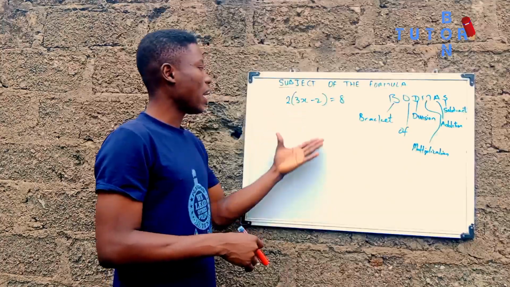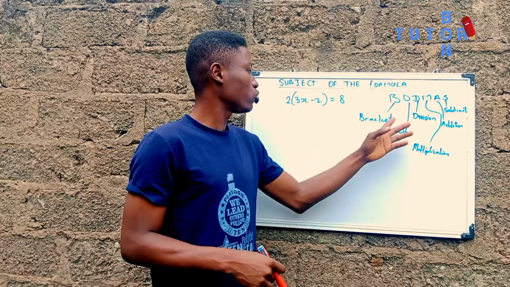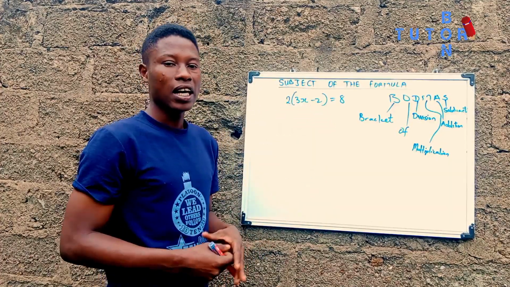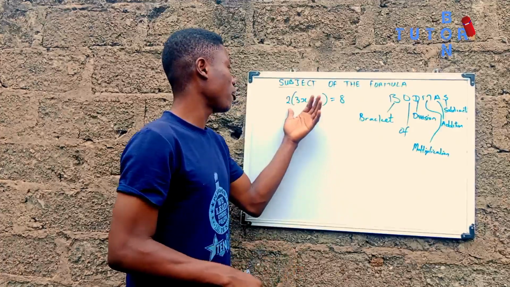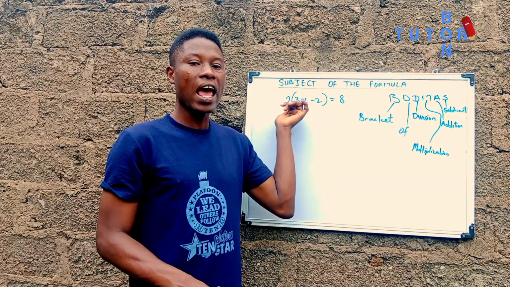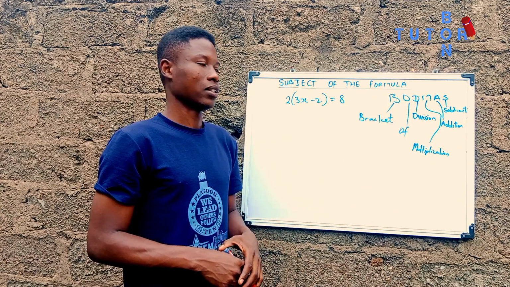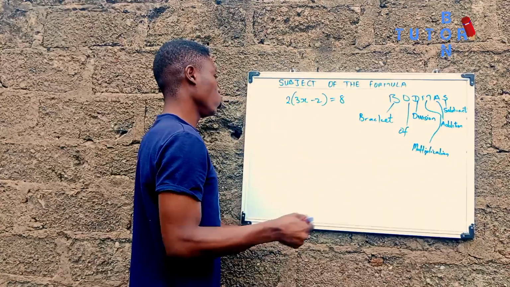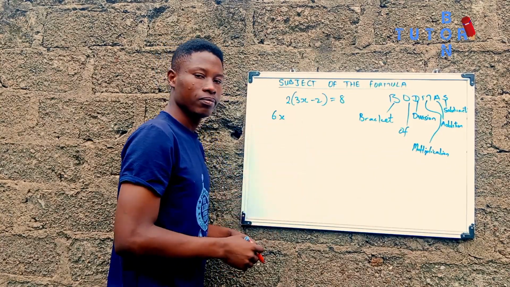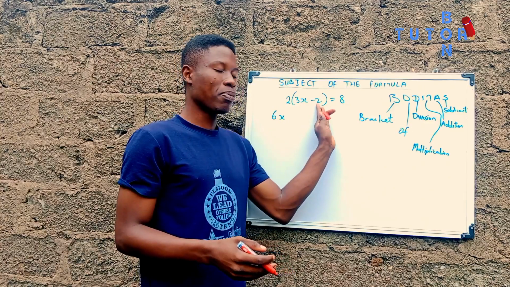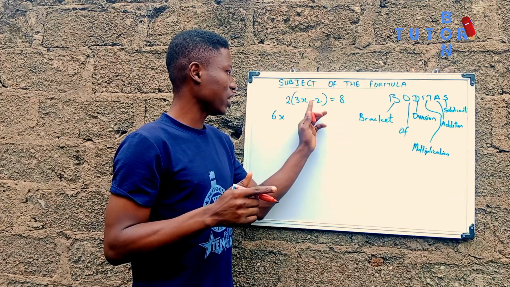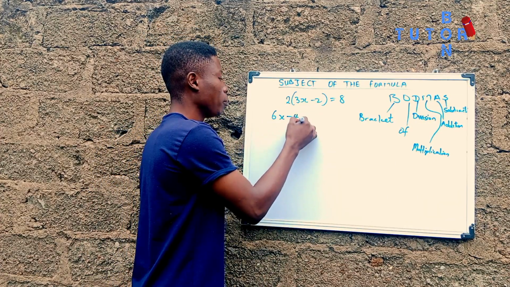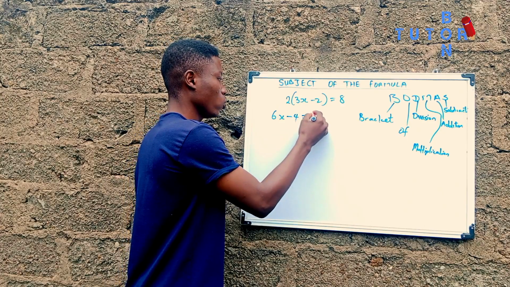In this equation, we have brackets. That means we're going to treat the bracket first before anything else. That is, we have to open the bracket. For us to open the bracket, we use whatever we have outside the bracket to multiply everything we have in the bracket. That is, you multiply your 3x by 2, and you have 6x. Then you have your 2 again to multiply minus 2. Take note, the minus here is with the 2. So you multiply your 2 by minus 2, then you have minus 4. Then everything equals 8.